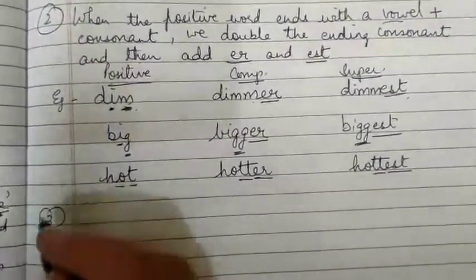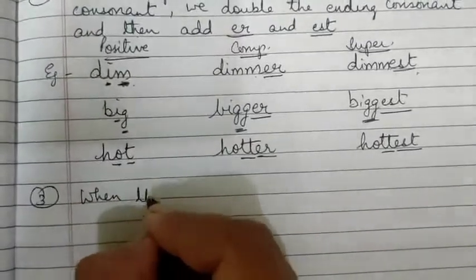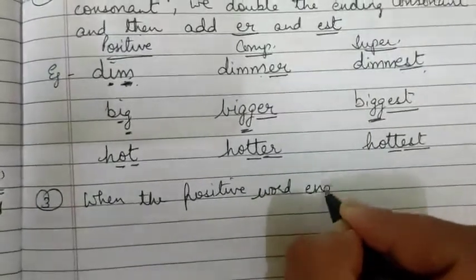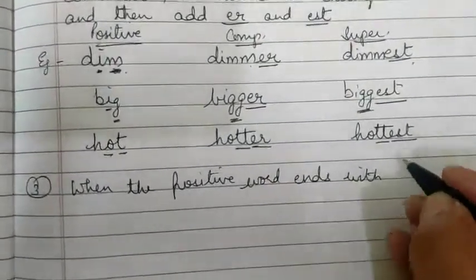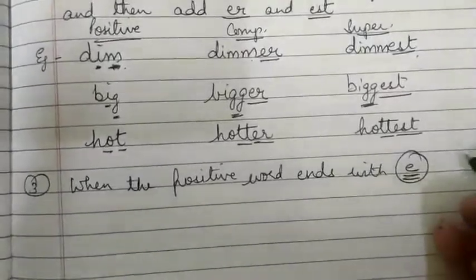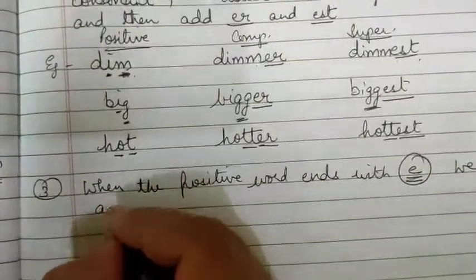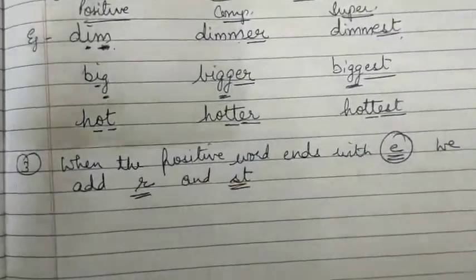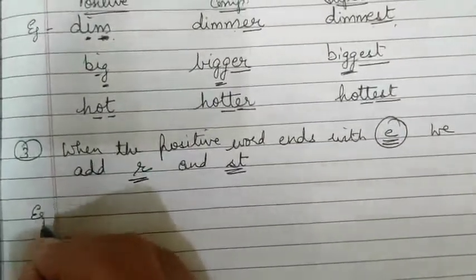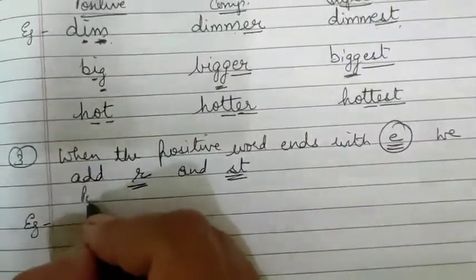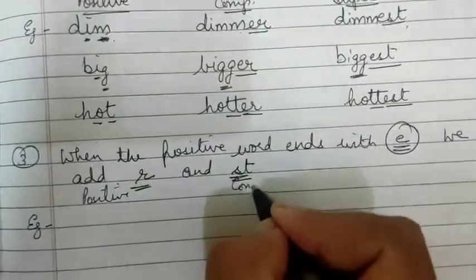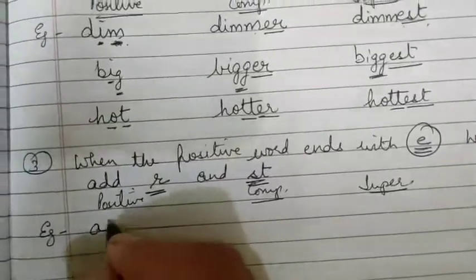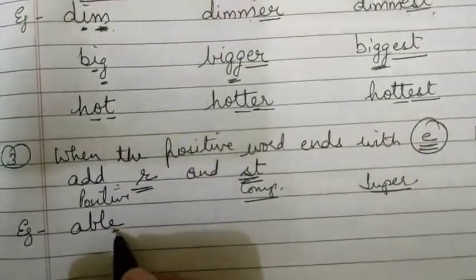Next rule is, when the positive word ends with E, we add R and ST to form the comparative and superlative degree. I will give you an example for this. Here is the positive word, here we will write comparative and then superlative. Positive word like able. You can see, children, this word able is ending with E.